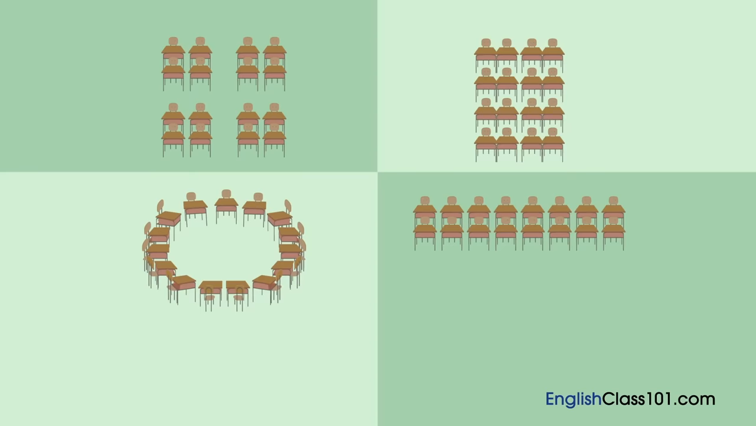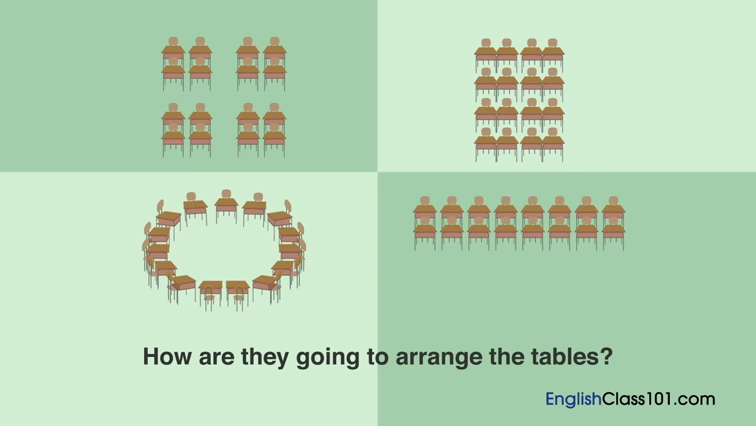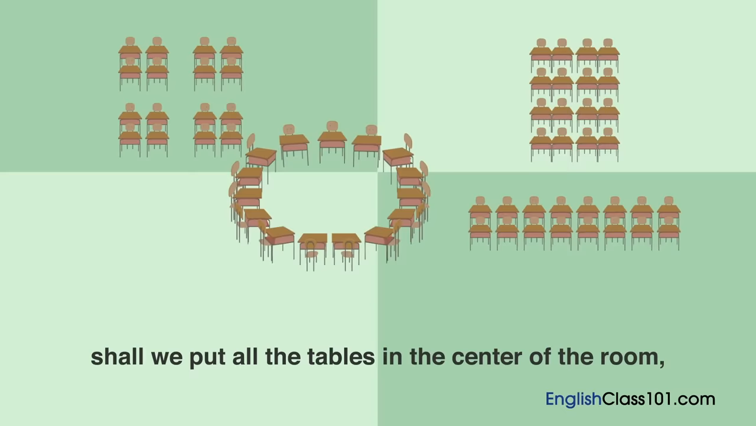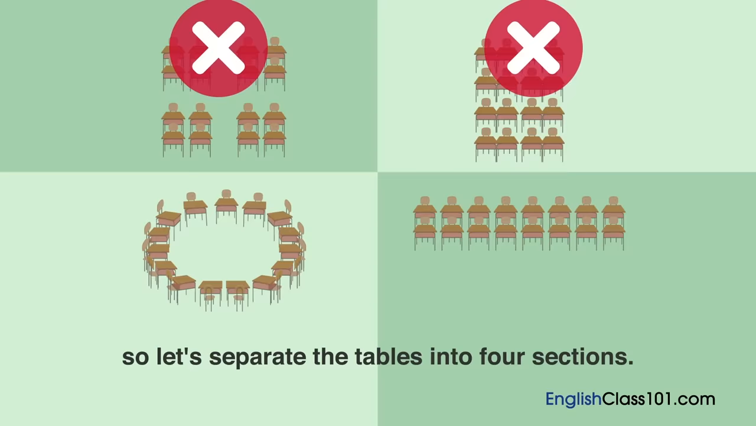A man and a woman are talking about the layout of a meeting room. How are they going to arrange the tables? Let's move the tables for tomorrow's meeting. All right. Shall we put all the tables in the center of the room so that everyone faces each other? Well, there's going to be a group session first, so let's separate the tables into 4 sections. 4 people will be seated in each group.